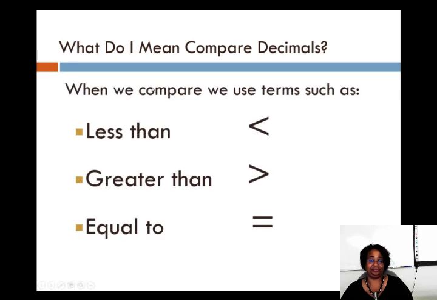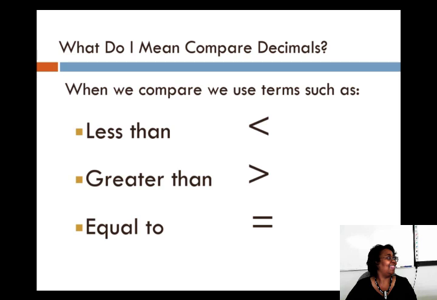So, when you're comparing, you're using either the less than symbol, the greater than symbol, or the equal to symbol. And you can use it just as quickly as what we did in that exercise. Now, there is a strategy to remember the difference between the symbols for less than and greater than. Anybody got a strategy that they want to share? How do you remember which one's less than and which one's greater than?